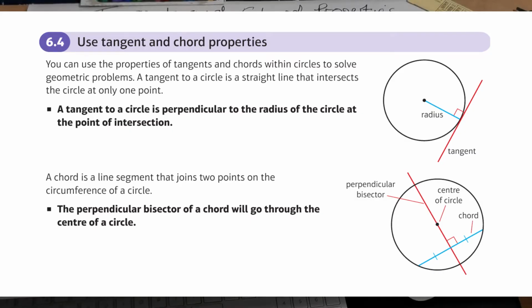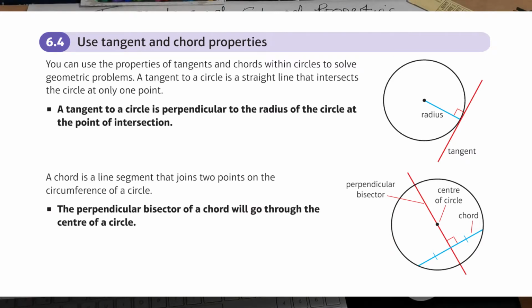So here you can see it says you can use the properties of tangents and chords within circles to solve geometric problems. A tangent to a circle is a straight line that intersects the circle at only one point. And the key thing we need to know about the tangent is that a tangent to a circle is perpendicular to the radius of the circle at the point of intersection, so it makes a right angle.